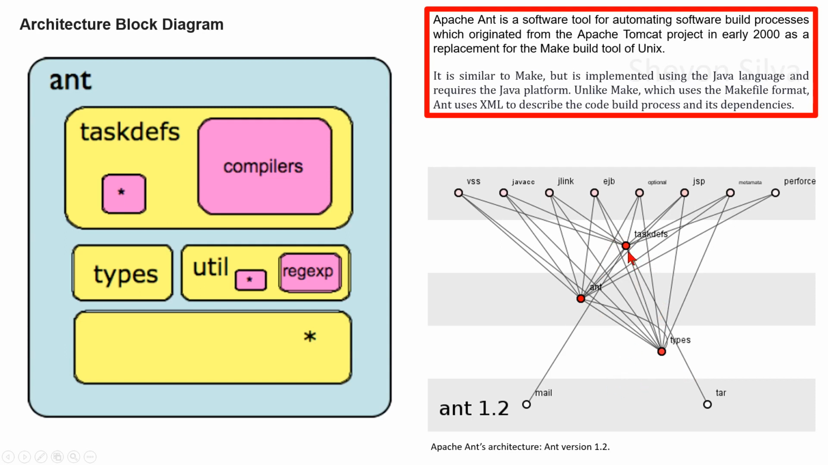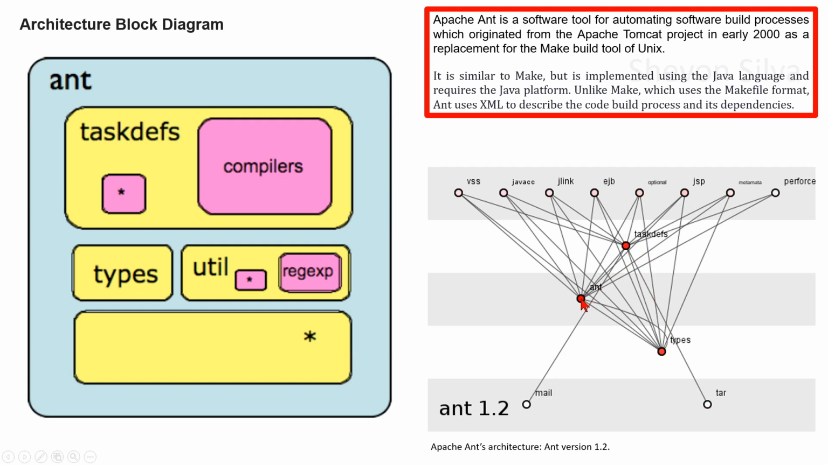Here the Taskdefs interact with Ant, types, VSS, Java, CC, JLink, EJB, optional, JSP, meta and perforce, and tar and mail.